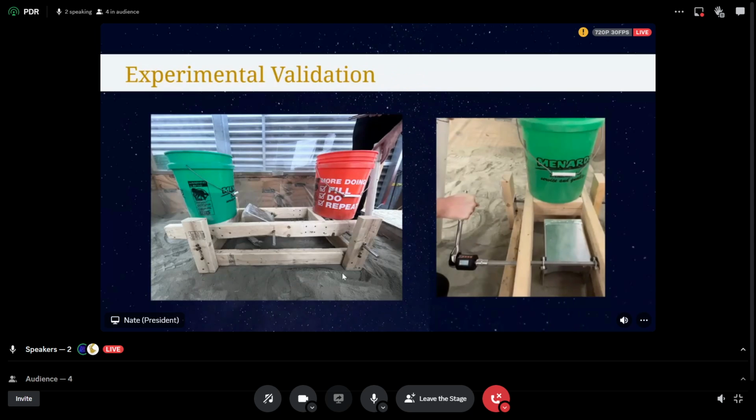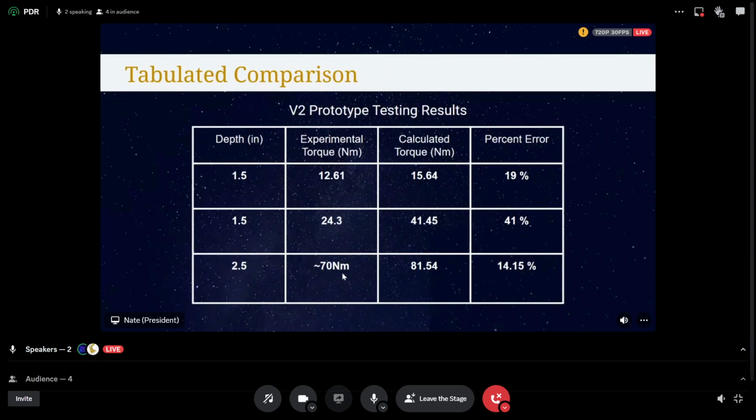To validate those results, we made an experimental test setup, as you see here. Basically, the scoop mounted to a shaft with a torque wrench, so we can measure the torque at each depth of cut, as well as putting 20 kilograms of regolith on each side to basically simulate the mass of the robot. From this, and the V2 prototype, like I said, the V1, we were only able to dig the 1.5 inch cut, but for the V2, we were able to go all the way up.